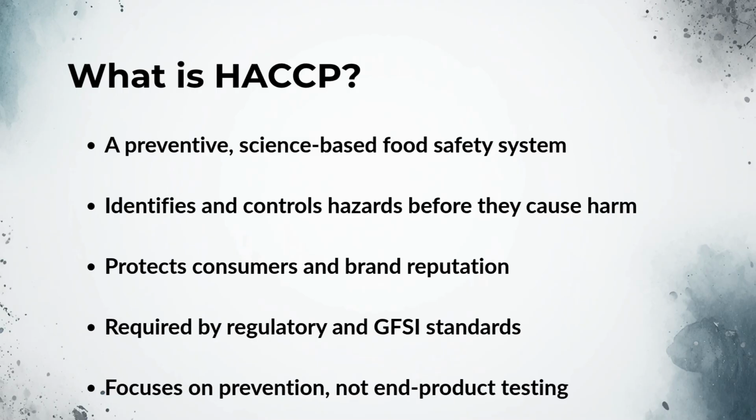Let's get started. HACCP stands for Hazard Analysis and Critical Control Points. It's a preventive, science-based system designed to identify and control food safety hazards before they cause harm. HACCP is required by regulatory bodies and GFSI programs, and it's one of the most important tools we use to protect consumers, maintain compliance, and safeguard our brand. The key idea behind HACCP is simple: prevent problems before they happen. Don't wait to detect them at the end.